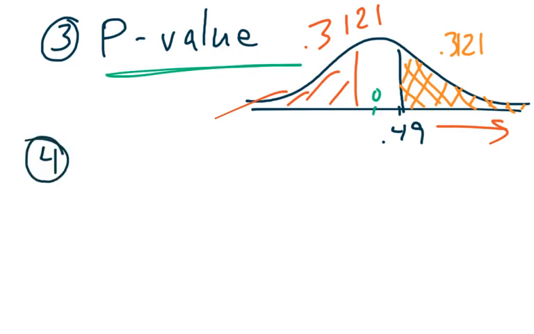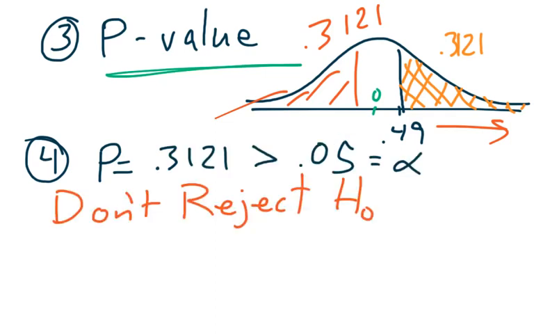In step 4, we're going to go ahead and make the decision. So the p-value is 0.3121. That is much greater than 0.05, which is what alpha was equal to. So p is greater than alpha. Don't reject the null hypothesis.